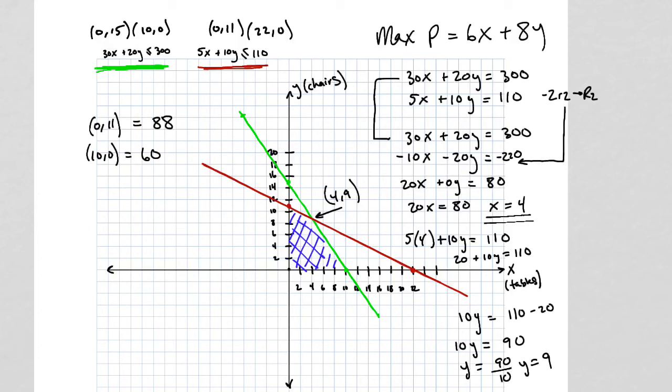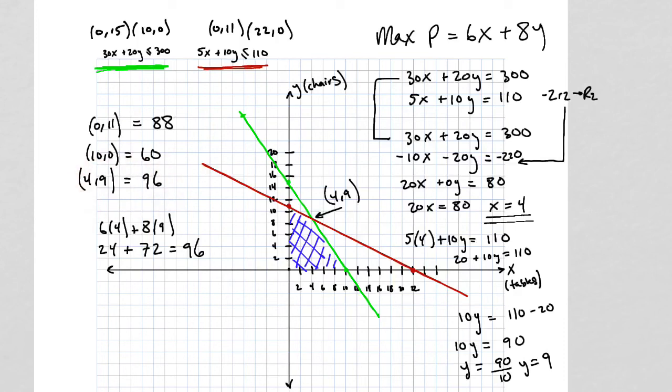Okay, so let's plug 4, 9 into our max and see what we get. That's 6 times 4 plus 8 times 9. 24 plus 72 equals 96. So at the point 4, 9, that's 96. Which one of these test points is the greatest number? Well, it's this one here, 96. That's the greatest number, and this is our final answer to this problem.